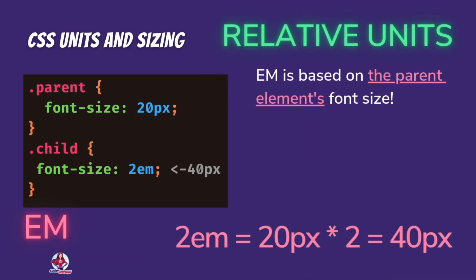Em is a relative unit based on the parent element's font size. When you use em, you tell the browser to calculate the size based on the parent element's font size. This way, your design can adjust to different user choices and browser settings. For example, if the font size of a parent element is 20 pixels, then 1em equals 20 pixels and 2em would be 40 pixels.